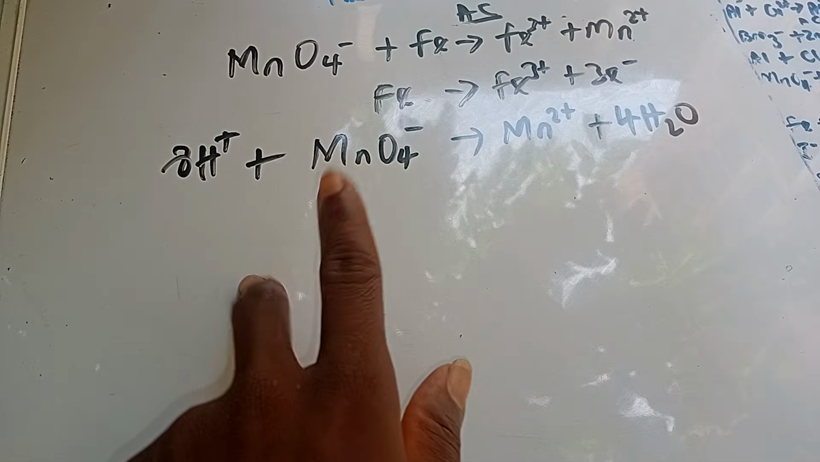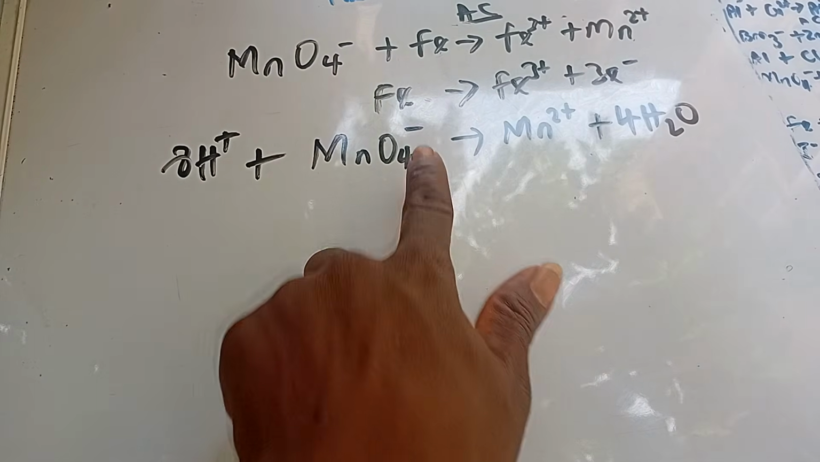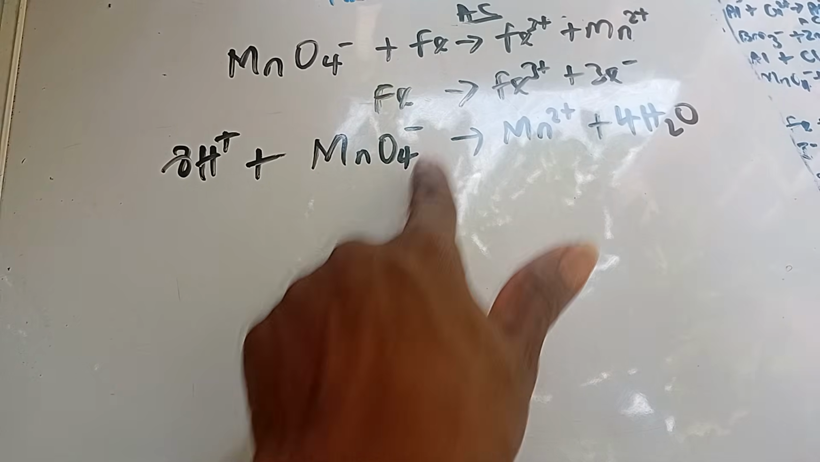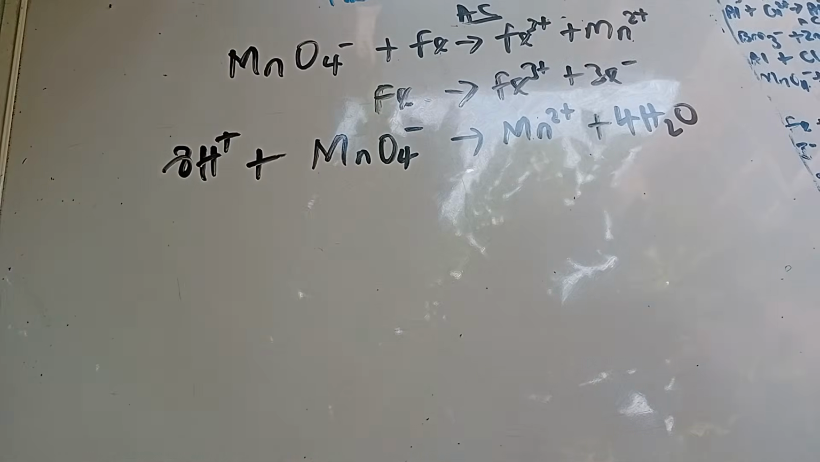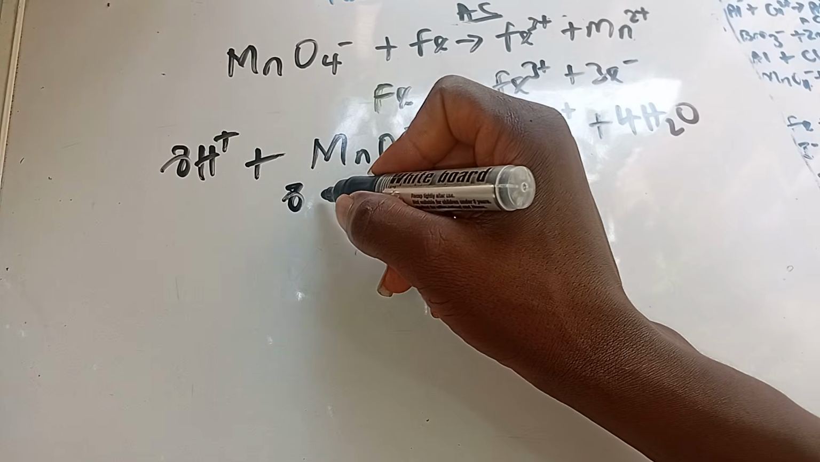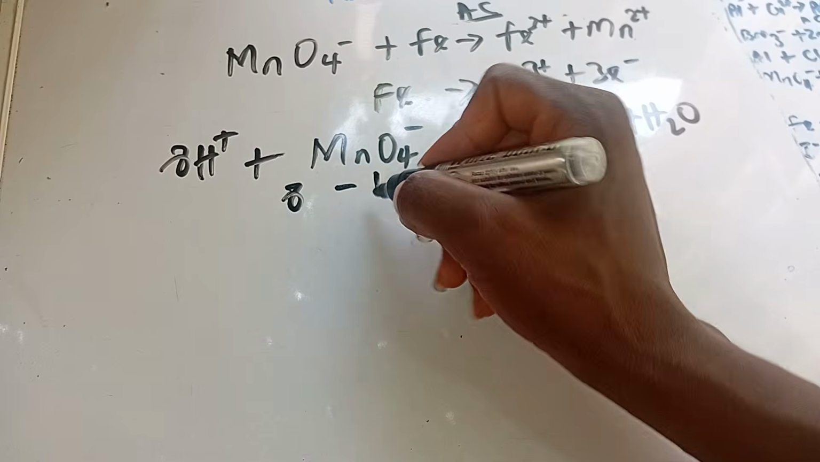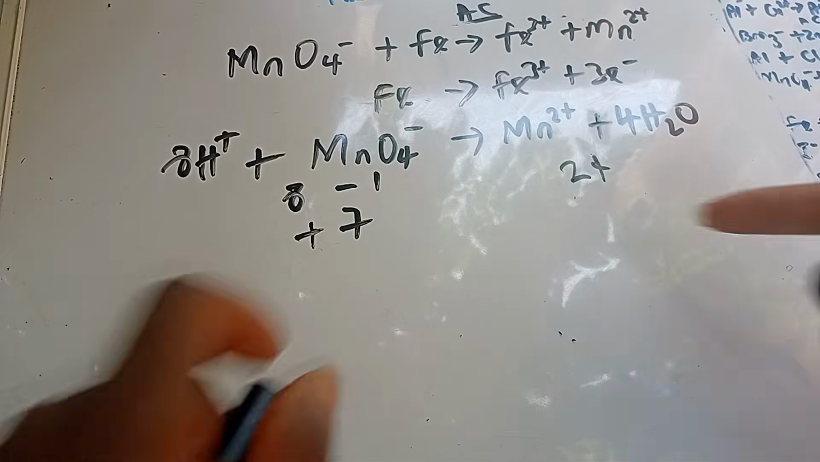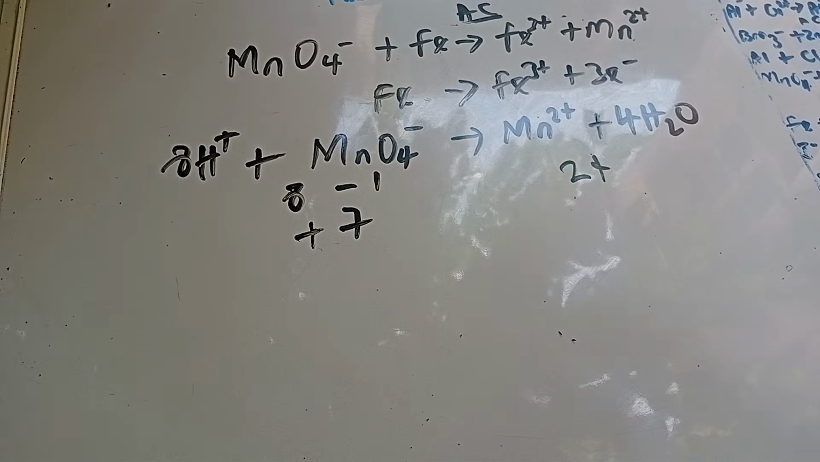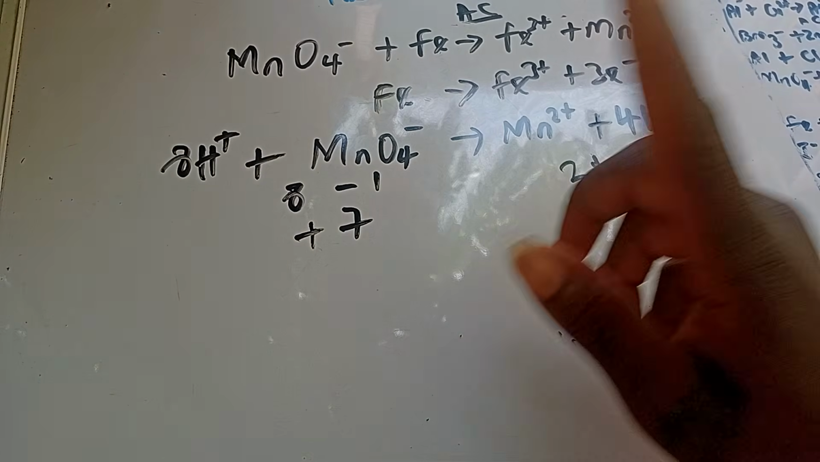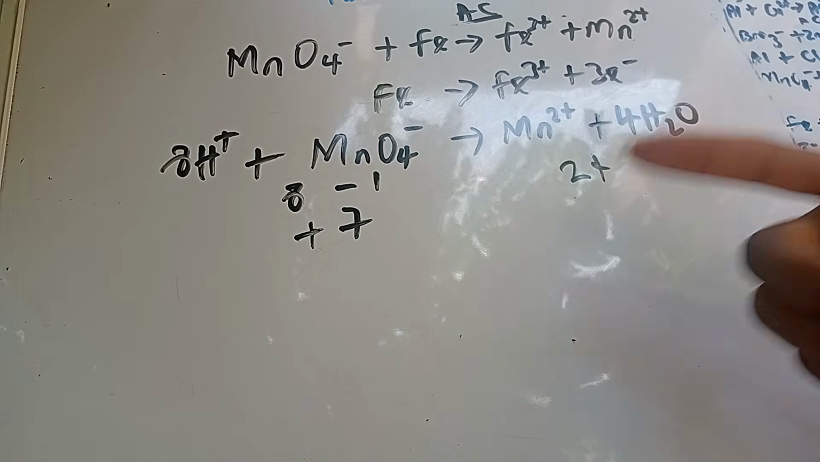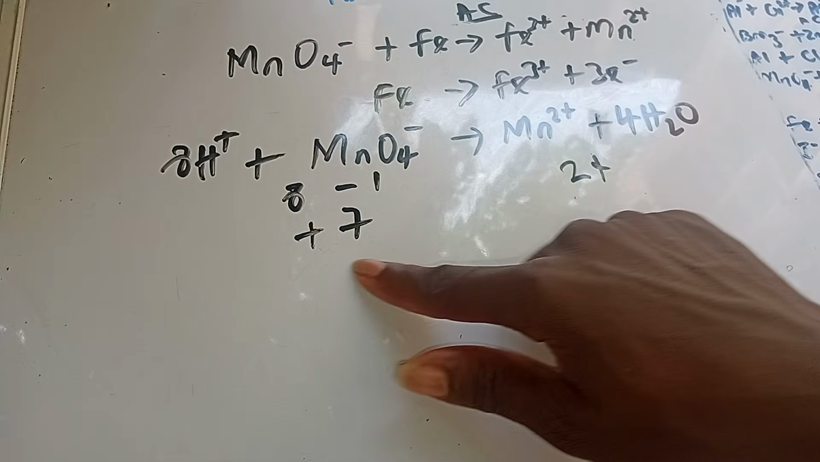How many charges do we have here? We have 8 plus, and you are not using this to multiply. It's only the coefficient of the whole molecules that are used. This one is just minus 1 here. So here we have 8 minus 1. So here becomes 7. How many do we have here? 2 plus. Plus 7 and 2 plus. So how can we make plus 7 become 2 plus? There is no way you can make this 2 plus become plus 7 because it will keep on reducing till it gets to negative. But this one can reduce and get to 2 plus.